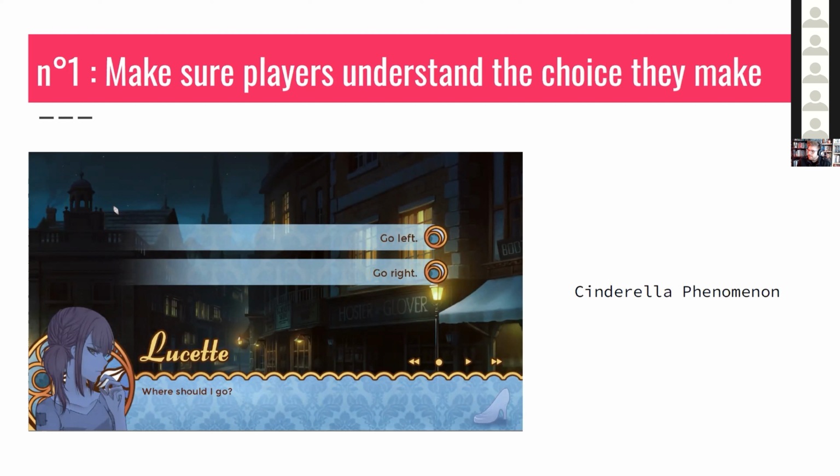So sometimes adding a little information beforehand, like what I could expect on the left or on the right, can help the player feel like they didn't just randomly pick something to advance in the story, but made a choice.